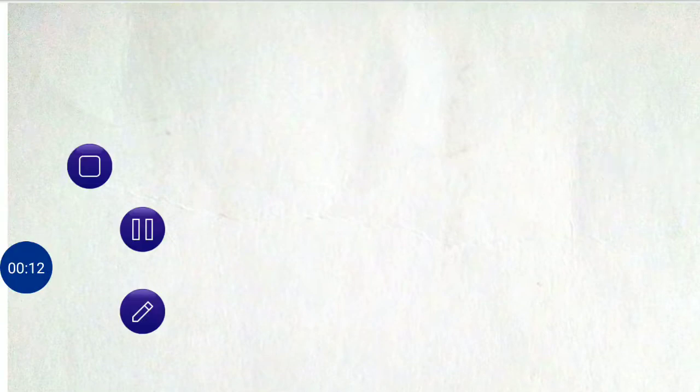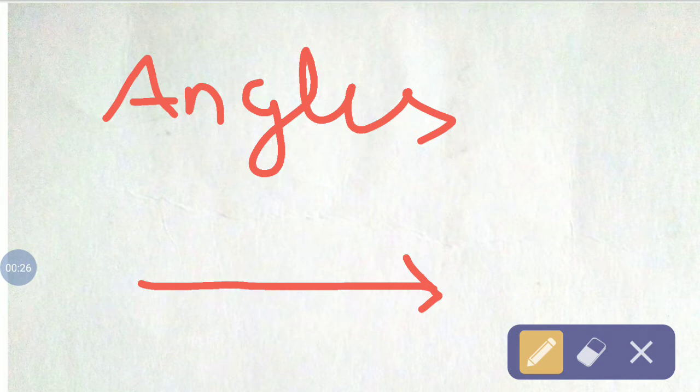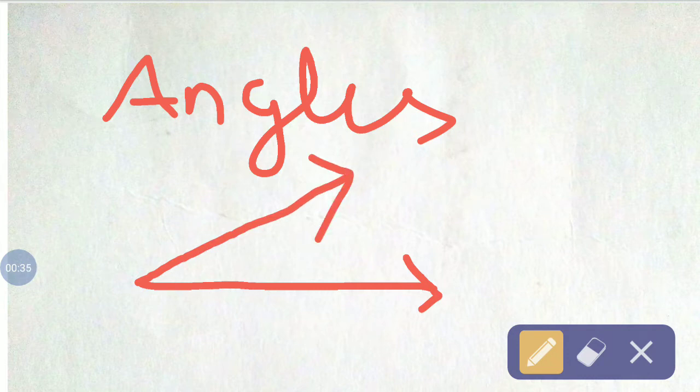See about the curves and the polygons. Now we will see about the angles. If one line is drawn, one ray is drawn, and by joining the same ray, if we draw another ray, then it is an angle having the common vertex.